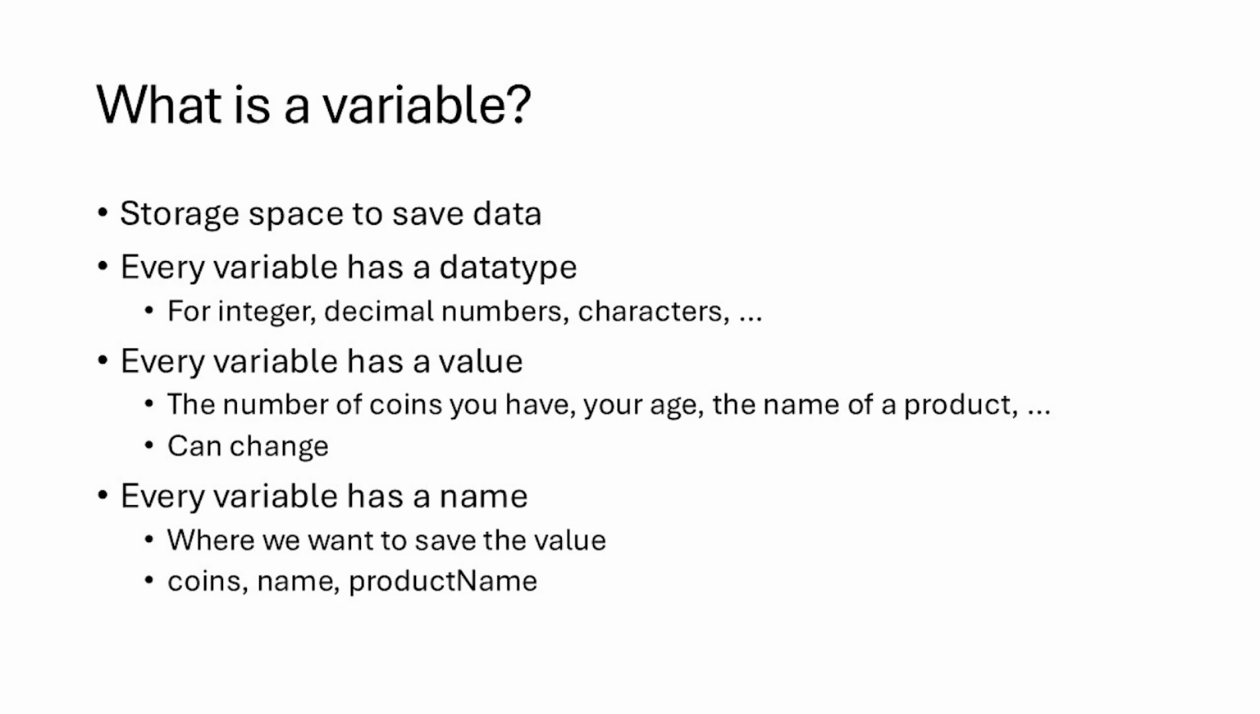Every variable has a value. For example, the number of coins you have, your age, the name of a product, and so on. And normally the value of a variable can change. Lastly, every variable has a name. This is very important so that we know where the variable is saved and that we can access it. Examples for names would be coins, name, product name, and so on.